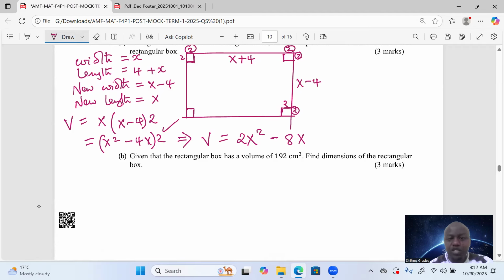So when you imagine this being practical work, when you fold the length and the width, the square parts which we removed now become the heights. It becomes the perpendicular height. So that's why we are using 2 as the height at that point.